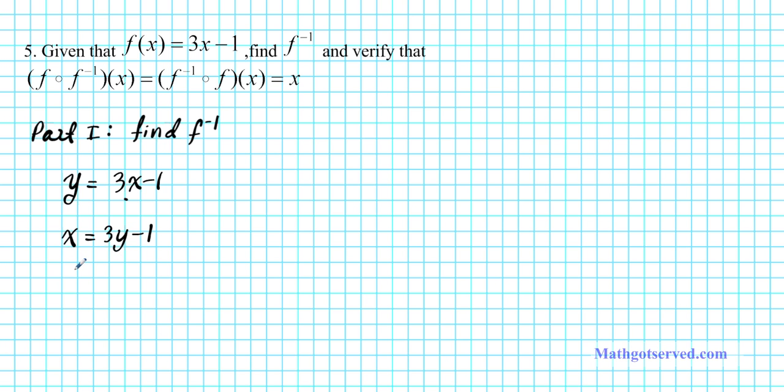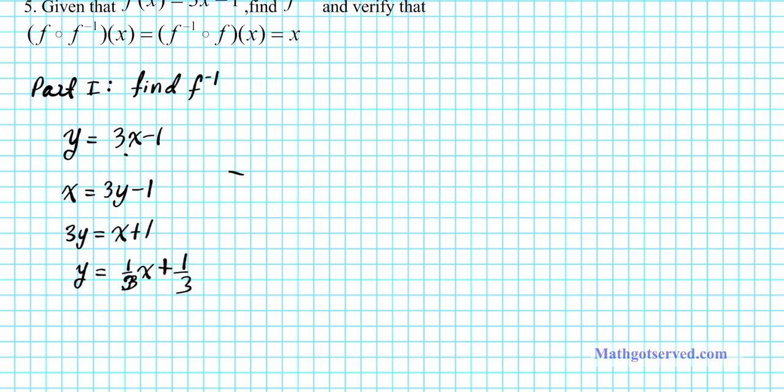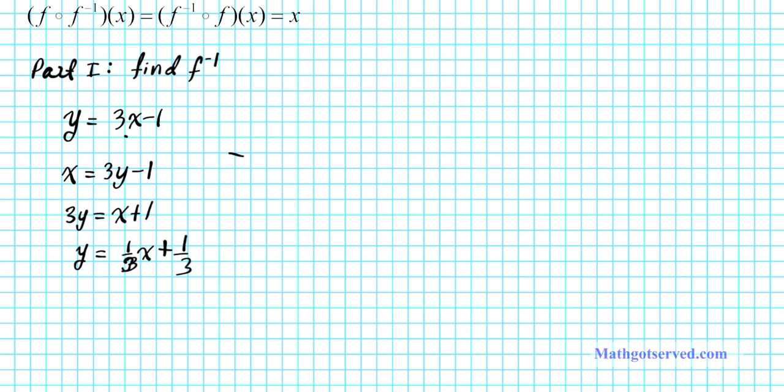You add 1 to both sides. You have 3y equals x plus 1. Divide both sides by 3. You have y equals 1/3 x plus 1 over 3. All right, so we'll say our inverse, we're going to call f inverse of x, 1/3 x plus 1 over 3. Okay, so that's the answer to our first part.